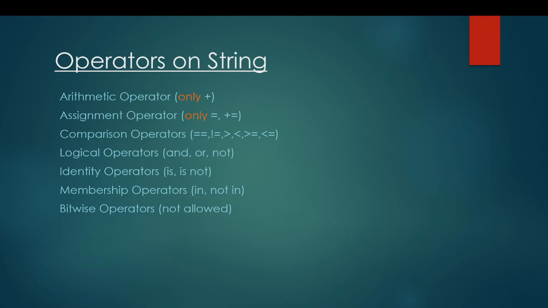Hello world, welcome back. So in today's video I'm going to discuss the operators that are allowed on strings. So first one is arithmetic operator. Only the plus symbol is allowed on strings, and we call it the concatenation operator when we are dealing with strings. Then in assignment operators only equal to and plus equal to are allowed. Then comparison operator, logical operator, identity operator and membership operator. Bitwise operators are not allowed on strings.